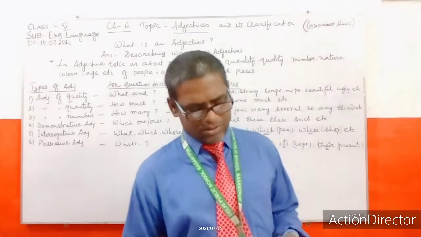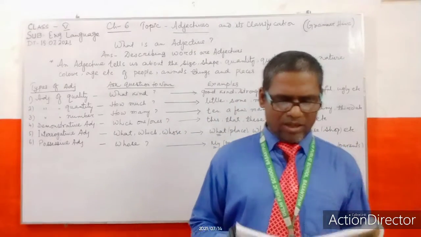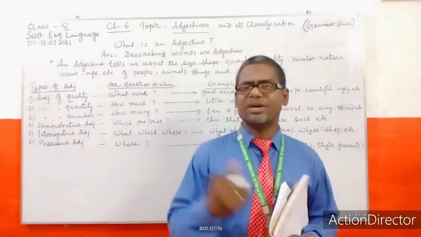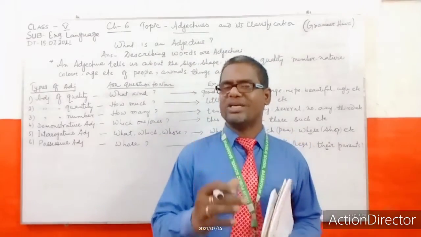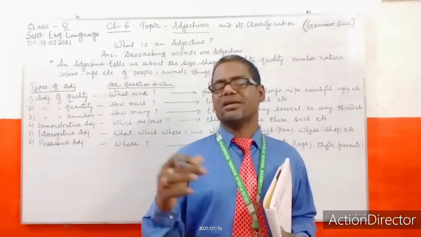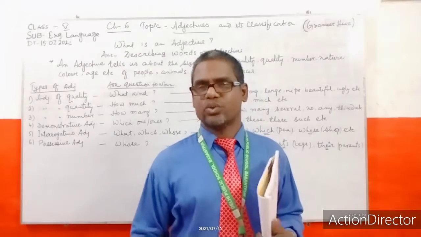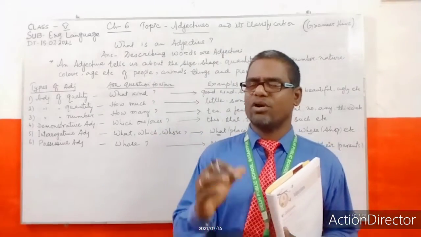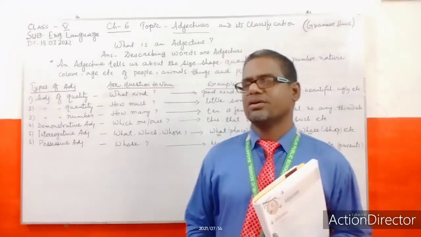Okay. Now coming to: I have 4 cars. So 4 is a number, and 4 is telling something about the cars. That means telling about the number of cars. So 4 is a number word, and this adjective is called an adjective of number.